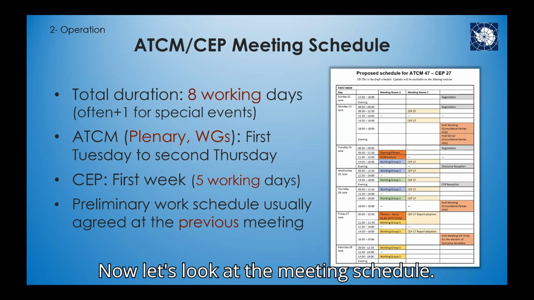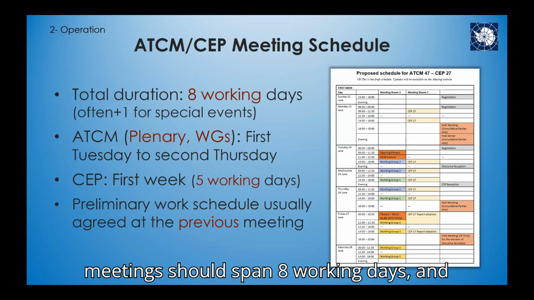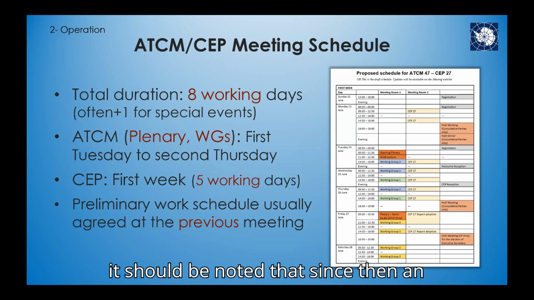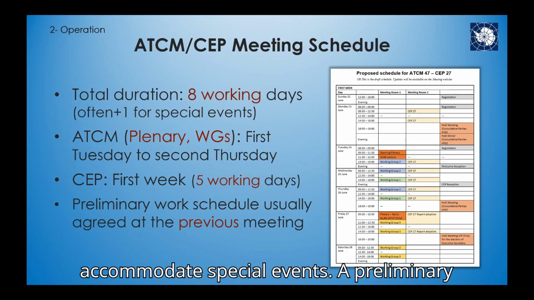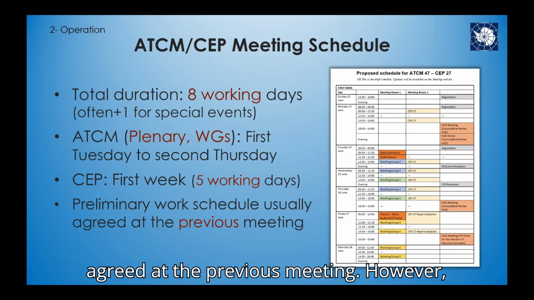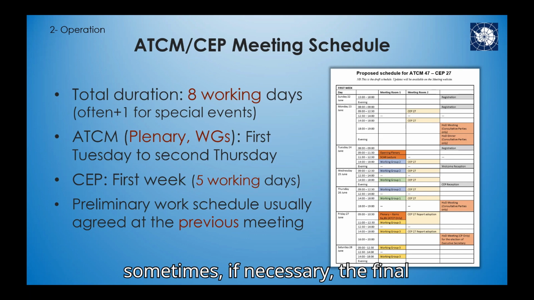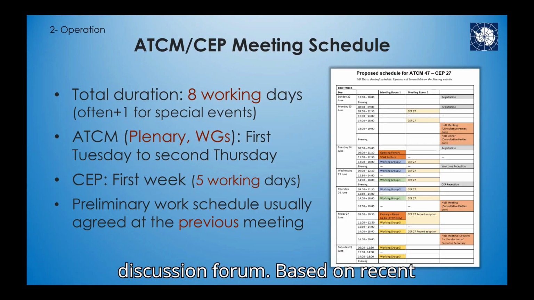Now let's look at the meeting schedule. In 2012, the ATCM agreed that the main meetings should span 8 working days, and it should be noted that since then, an extra day or 2 is often added to accommodate special events. A preliminary work schedule for the ATCM is usually agreed at the previous meeting. However, sometimes, if necessary, the final decision can be made during the intersessional period through the ATCM discussion forum.